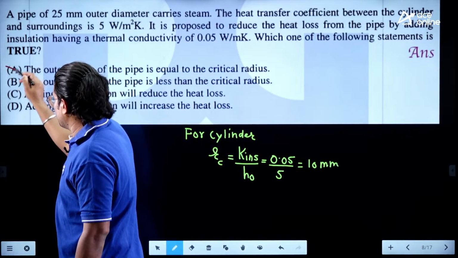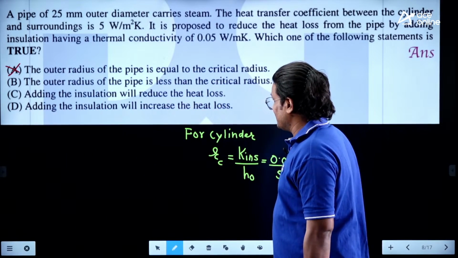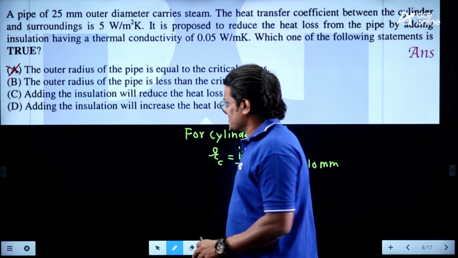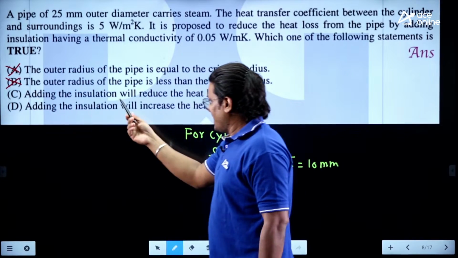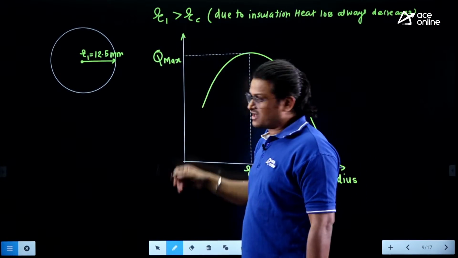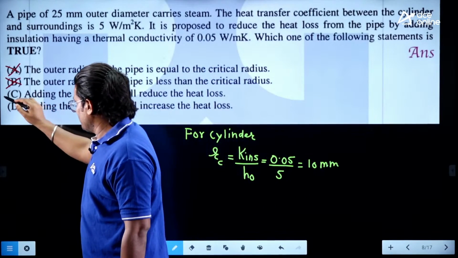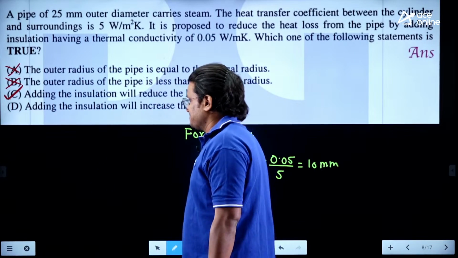So, option A, not correct. The outer radius of the pipe less than critical radius? No, it is not less. So, this is also not correct. Then adding the insulation will reduce the heat loss? Yes. Why? Because R1 is greater than RC. So, this should be the right option.